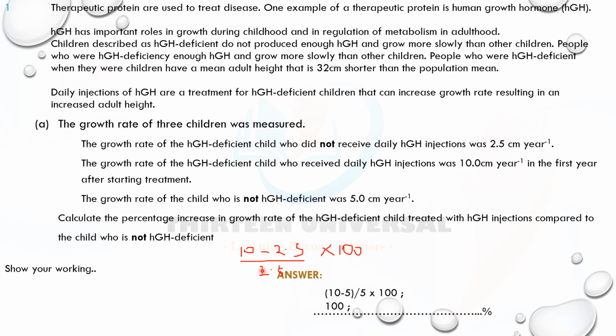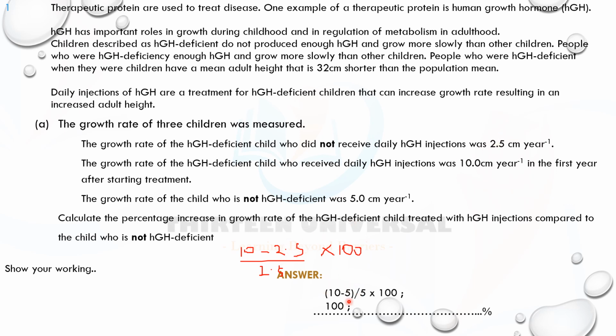So what we calculated was for the child who was not treated and was deficient. But the question is asking for a child who is not deficient, which is 5, because the normal growth rate is 5. So it grows from 5 to 10. If they ask you to calculate for a child who is growth deficient, you're going to use 2.5. The question here is asking for a child who is not deficient, so this is the answer for that. But if you are asked for the child who is deficient and grew, that is it for you.